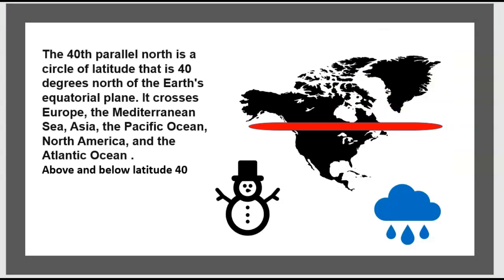The 40th parallel north is a circle of latitude that is 40 degrees north of the Earth's equatorial plane. It crosses Europe, the Mediterranean Sea, Asia, the Pacific Ocean, North America, and the Atlantic Ocean. Above and below latitude 40 is the predominance of multiple sclerosis. Why? Because the cold is favorizing and there is less exposure to vitamin D.